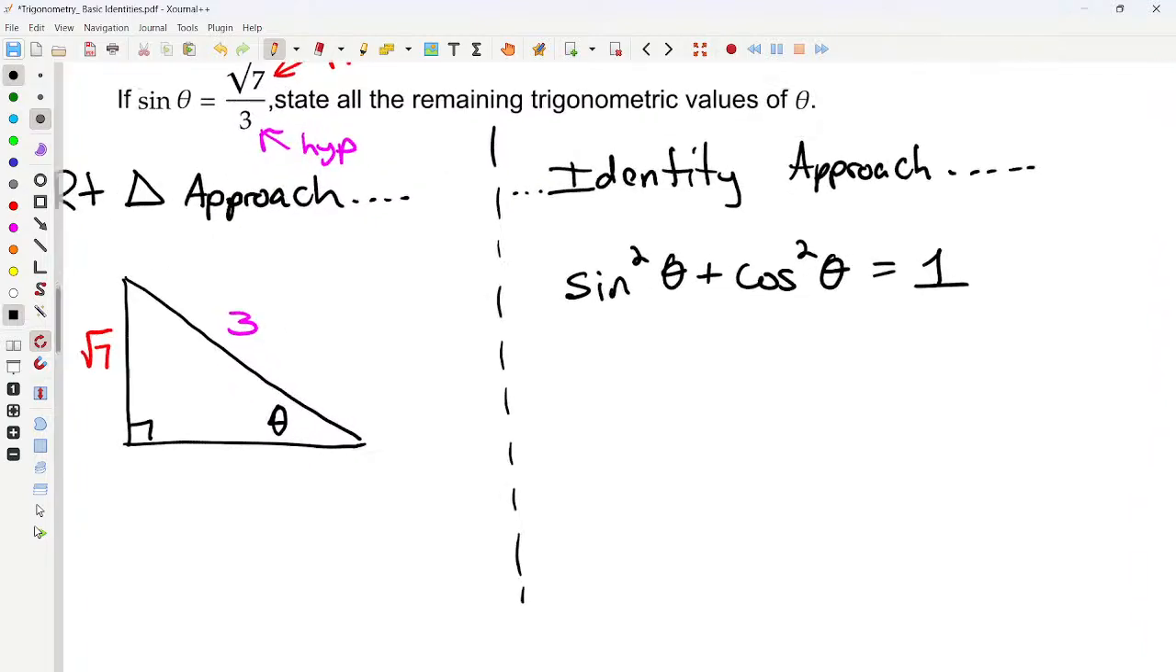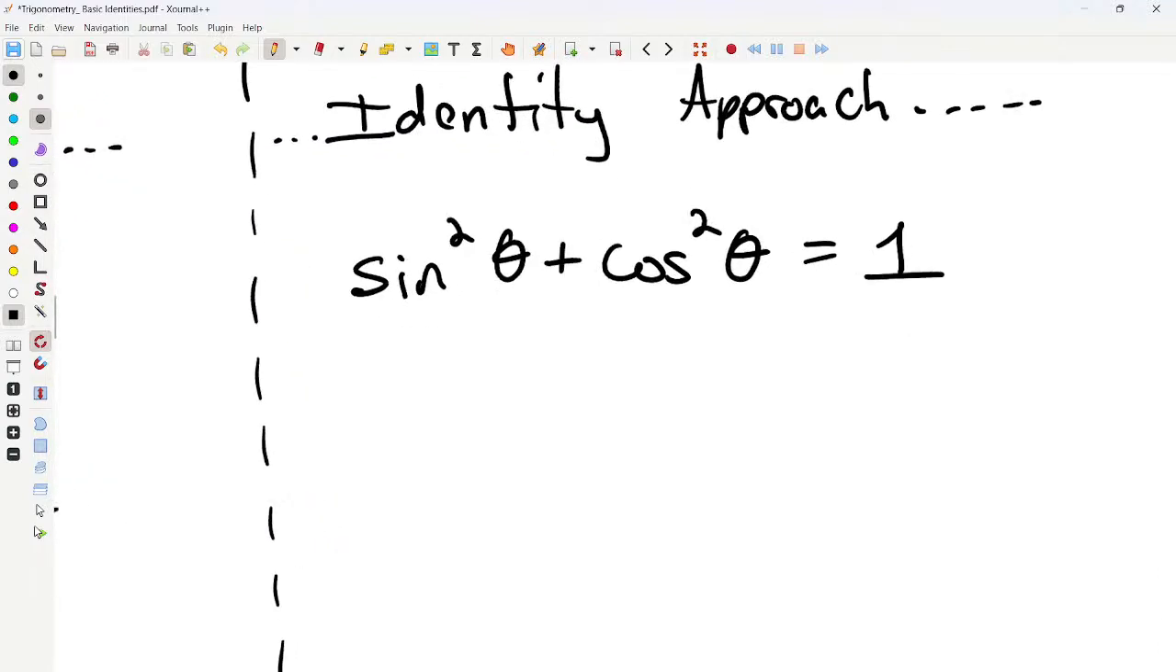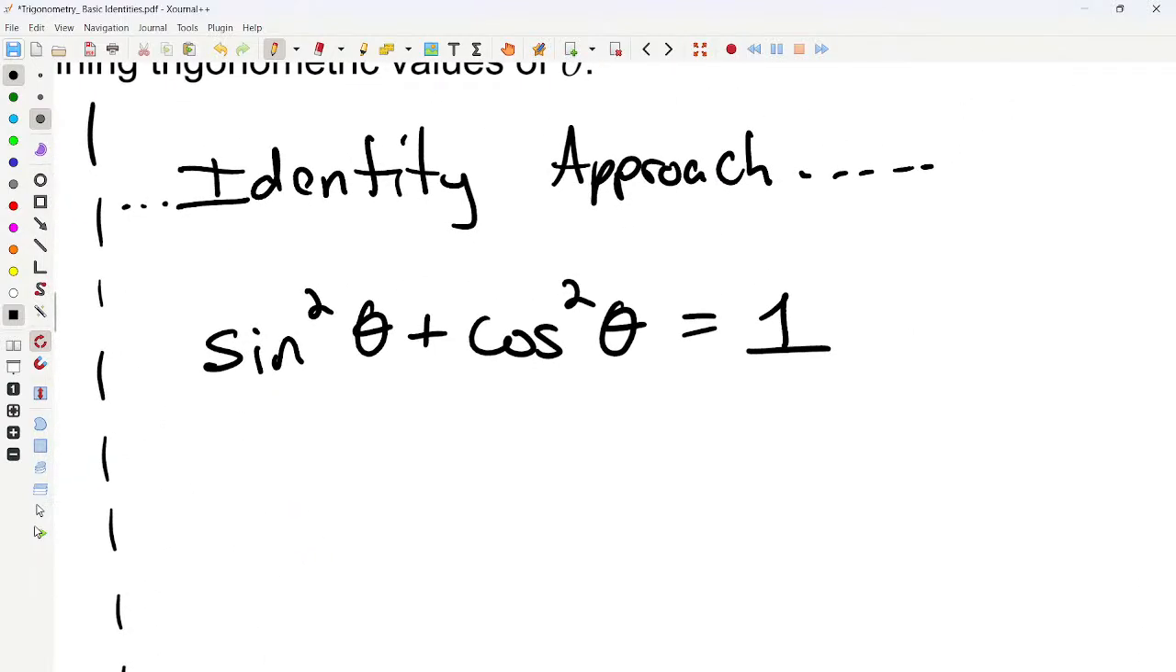So it's like, I just want to focus on this, right? We could continue down that path, but I want to make sure you understand this is a different way of thinking about the same question. We're going to take our sine value that was given to us and substitute it in right here. Root 7 over 3.